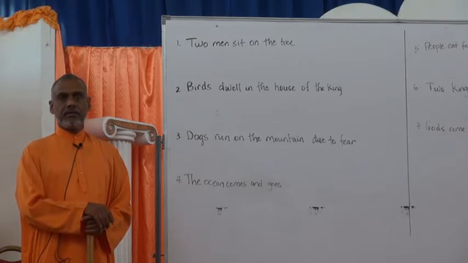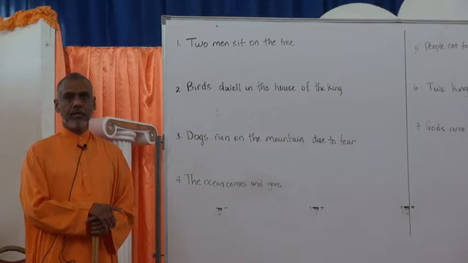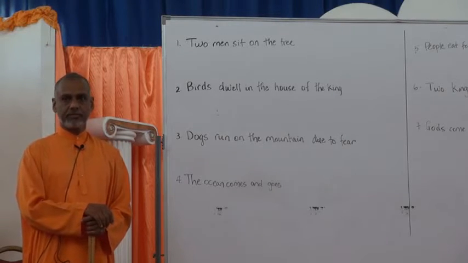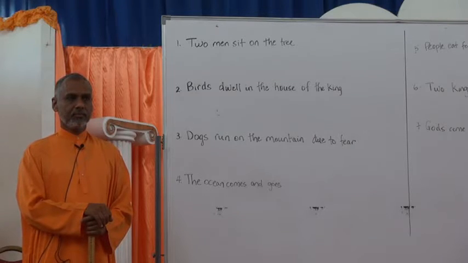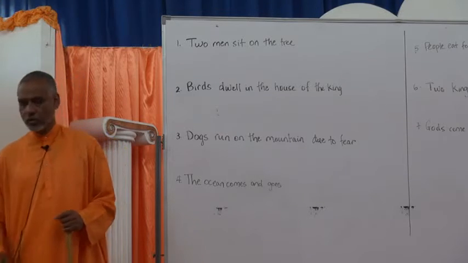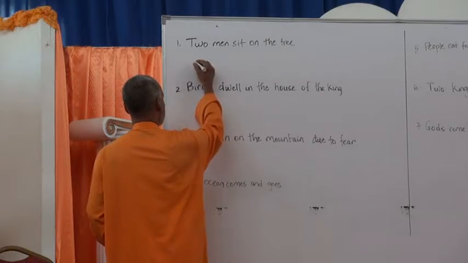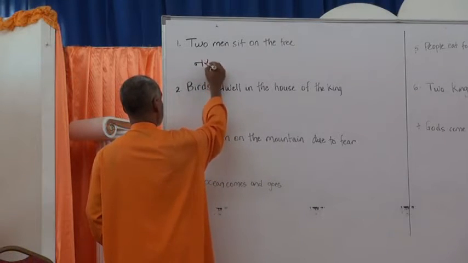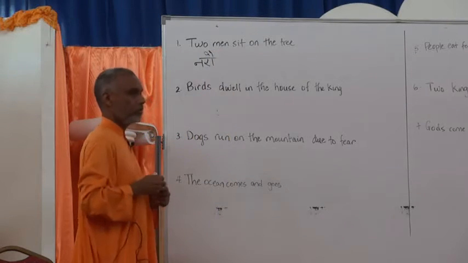And Nara is a masculine noun ending in a. Like what? Like Rama. So Rama in first case dual is what? Ramo. So Nara in first case dual will be what? Naro. So you have the subject already. Naro. What do they do?